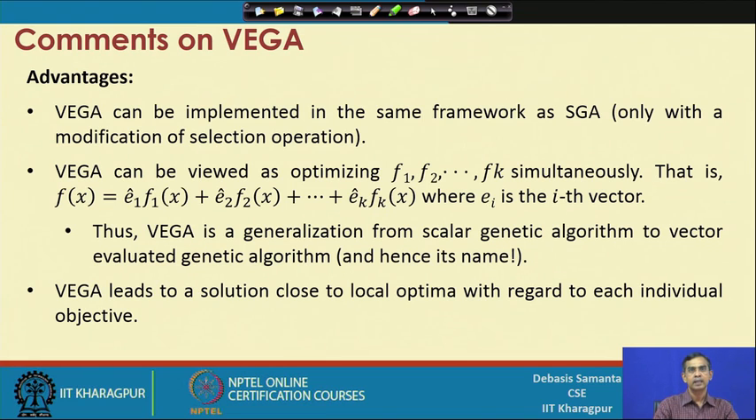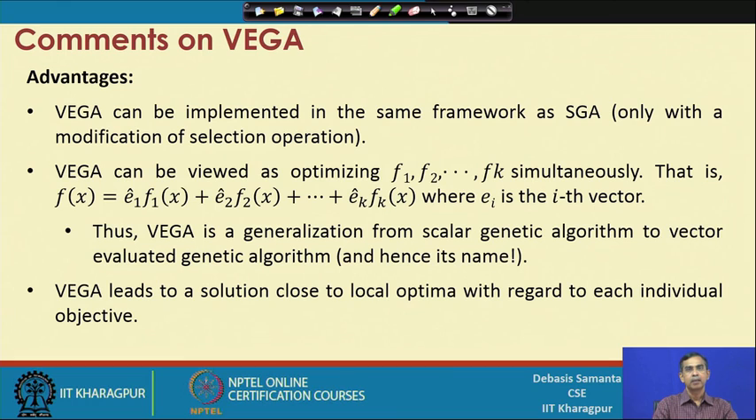We understand that VEGA can be implemented in the same framework as SGA. That means it is basically an SGA, but the only thing is that the selection strategy we have to modify a little bit. So, it is basically a modified or extended version of the simple genetic algorithm.